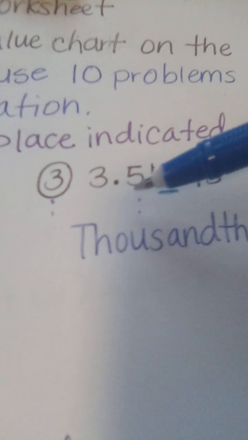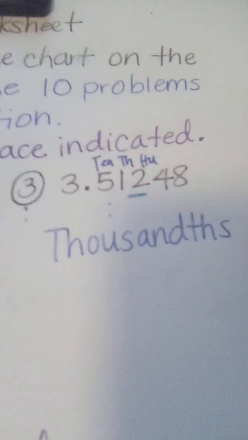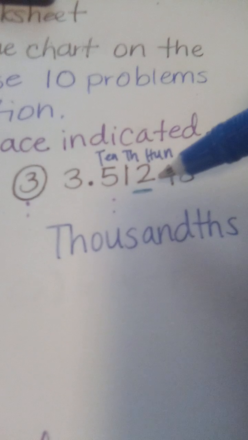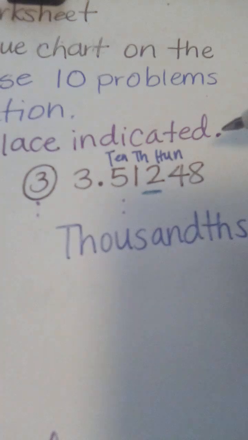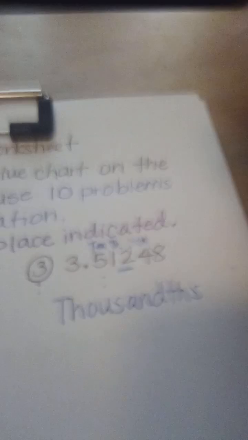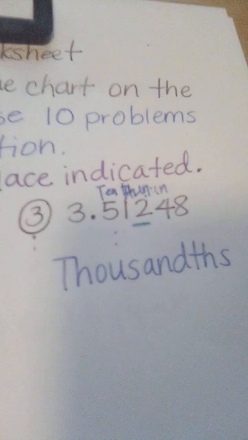So let's review this again. Tenths, thousandths, hundred thousandths. So we got tenths, thousandths, hundredths. Wait, mistake. Reverse that. Reverse that. My mistake, my honest mistake. Okay, here we go. It's okay. Hold on.